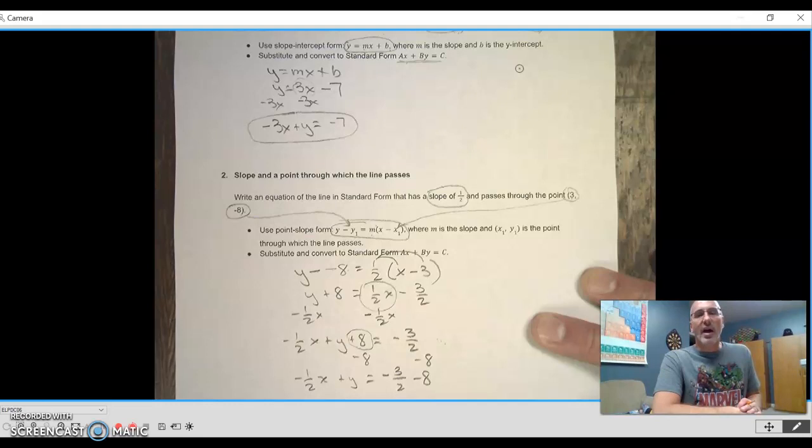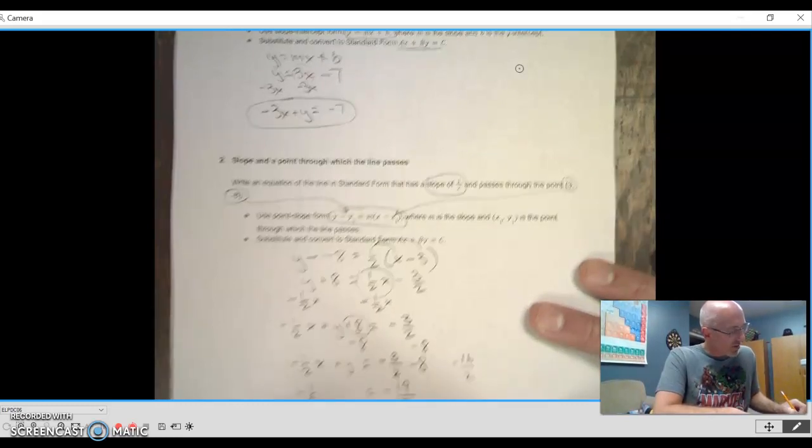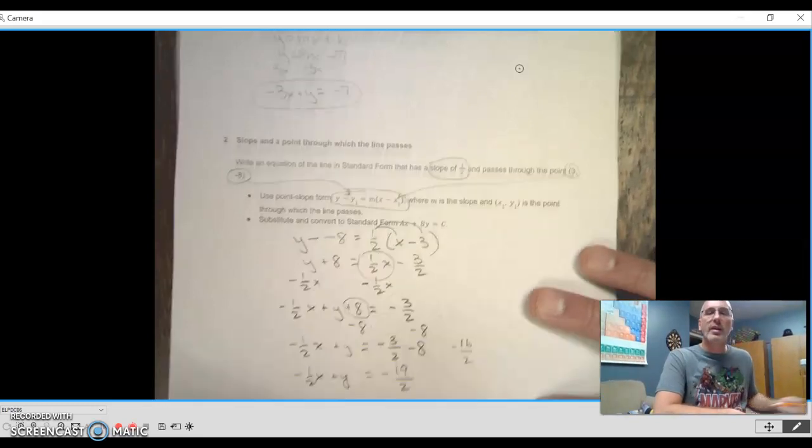Okay. Now, one of the things we could try, we can simplify this. We could do that right now. So negative 8, we're going to try to get this over 2 in order to combine these two items. So negative 8 could be written as negative 16 over 2. So I have negative 3/2 minus 16/2. So this becomes negative 19/2. I'm just going to keep this the way it is.